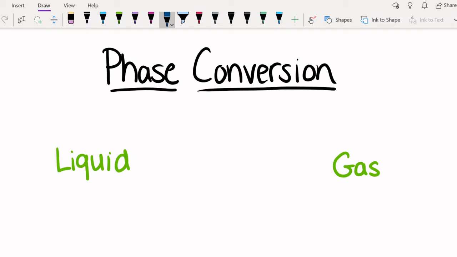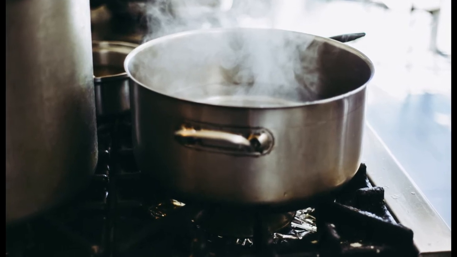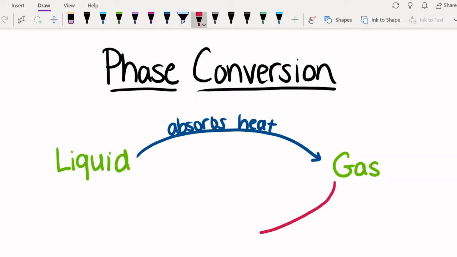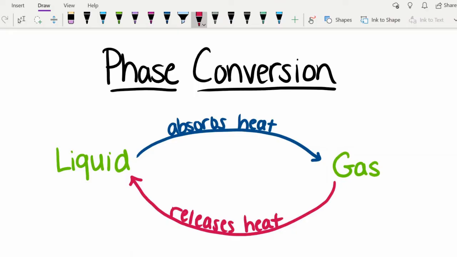Changing a liquid into a gas absorbs energy from its surroundings. For example, to boil water, you need to heat the water and add energy. The reverse phase conversion from gas to liquid releases heat into the environment. Think about water vapor condensing on a cool can of soda. These phase conversions are what allow ACs to transfer heat from air, which cools down the air.